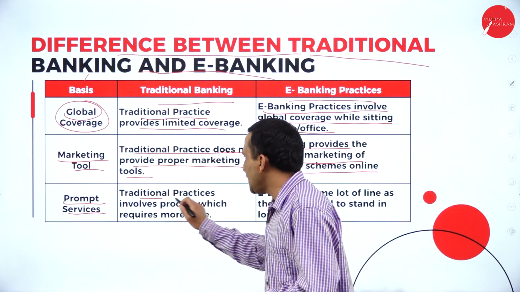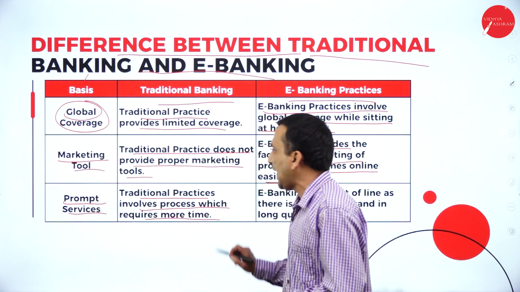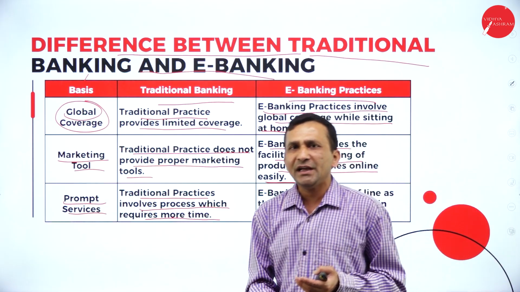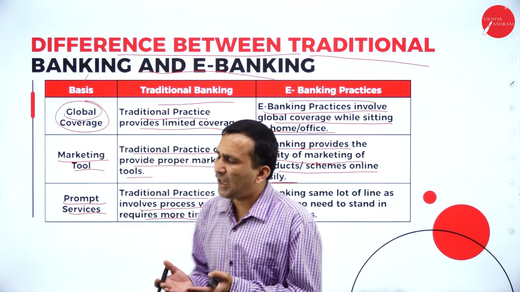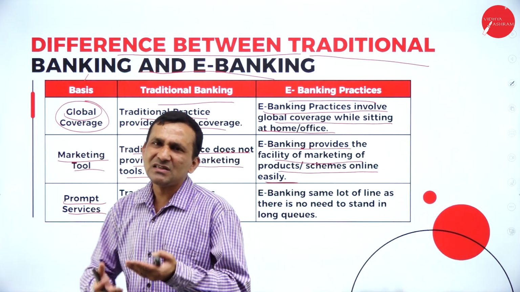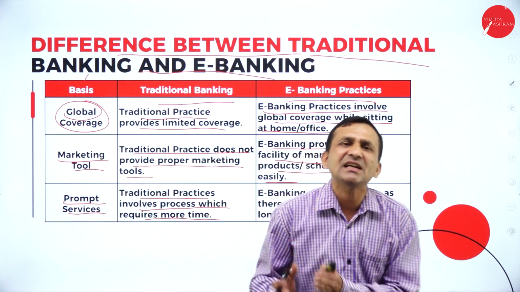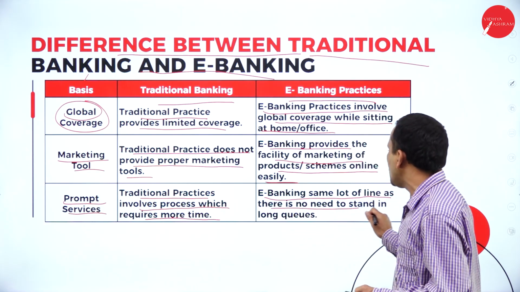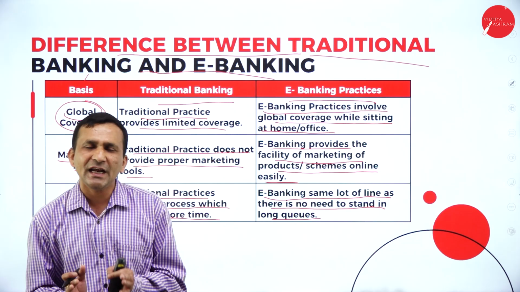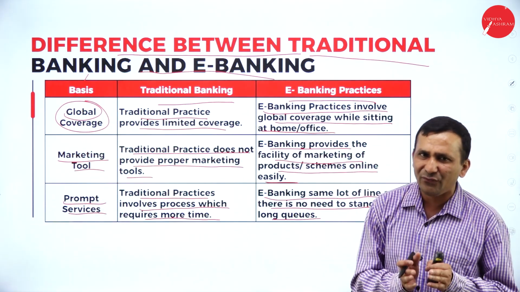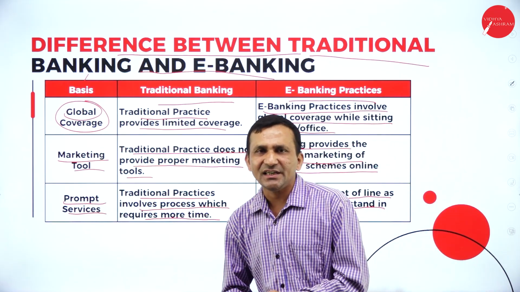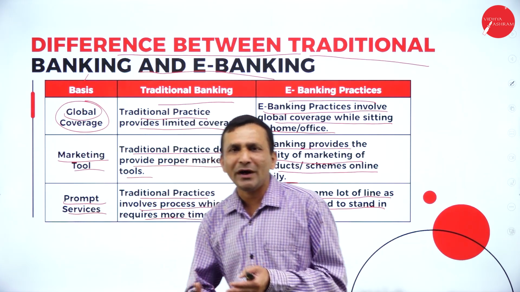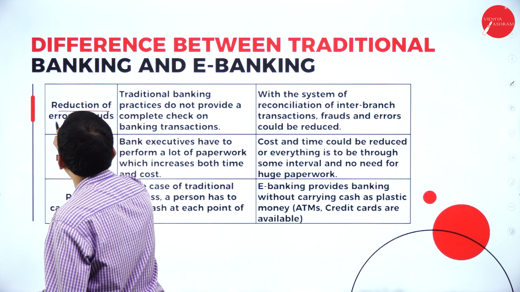Prompt service. The traditional practice involves processes which require more time, because within a fraction of a second we can apply for the passbook, take the printout, take the statement, using an electronic platform. But in the traditional case, the manual request process goes through certain steps, and the time consumption is too lengthy. But in electronic banking, there is no need to stand in a long queue. Within a fraction of a second, whenever you approach the electronic platform, either 24/7 or call center, about your queries or customer complaints, electronic banking is providing instant feedback. Reduction of errors and fraud.